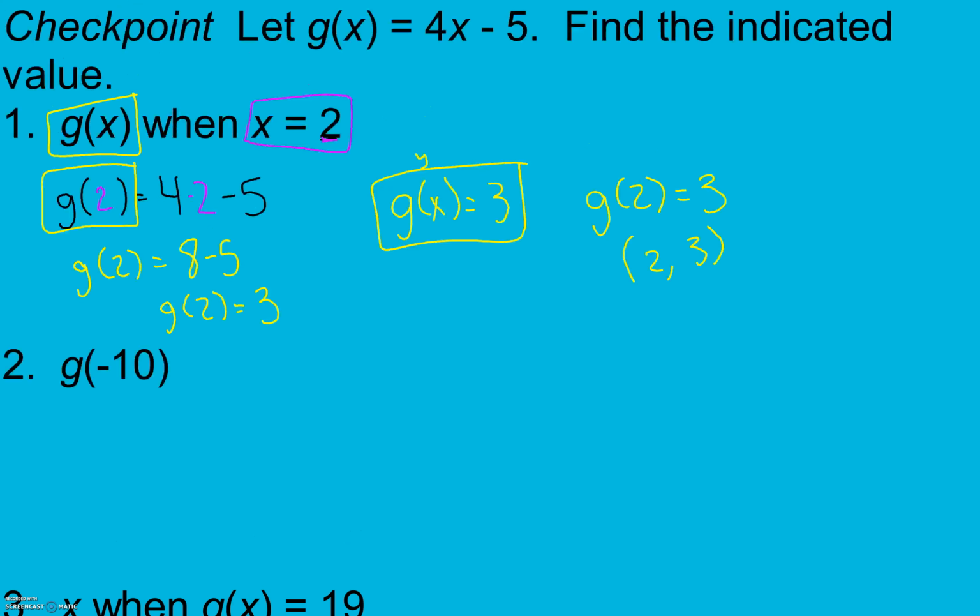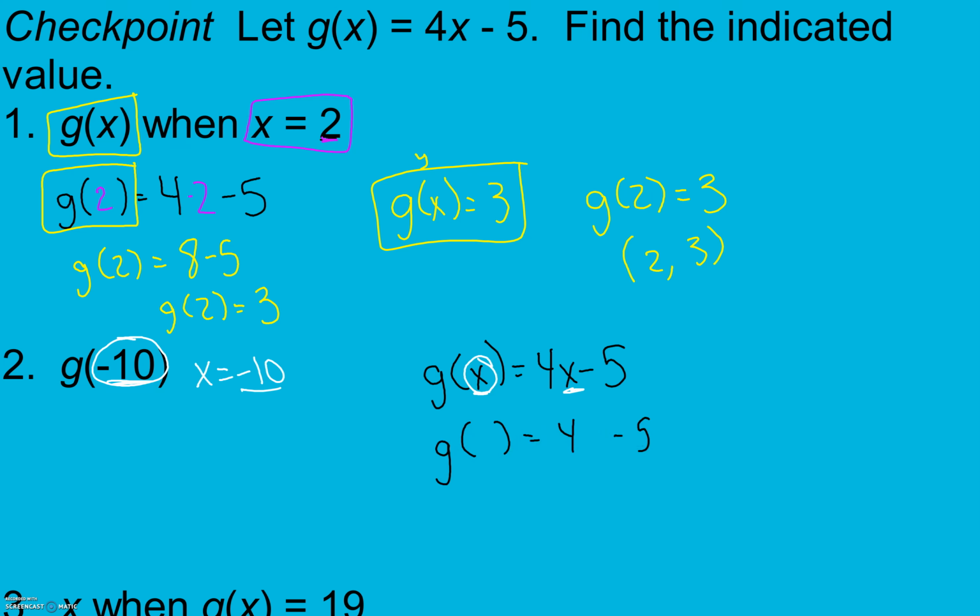Here, our initial function, g of x equals 4x minus 5. I'm looking for g of negative 10. So the part that changed here, instead of an x, we have negative 10. What that tells me is that x equals negative 10. So everywhere that I see an x, I'm going to substitute in that negative 10. And the rest of my equation stays exactly as it is.